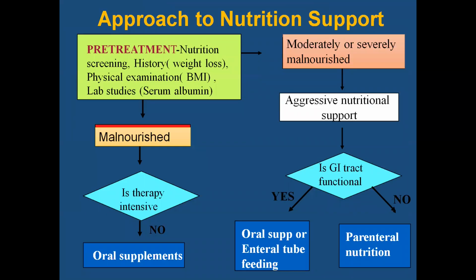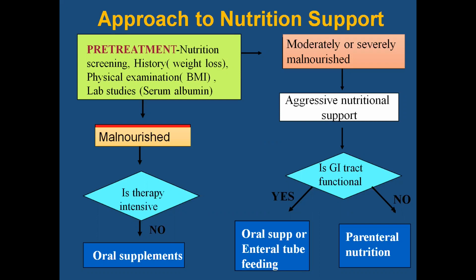Then what are the approaches to nutritional support? Pre-treatment is nutrition screening, history of weight loss, physical examination, हमें उनका BMI check करना है, and lab studies mainly for serum albumin. अगर patient malnourished है, तब आप उनको oral supplement दे सकते हैं. अगर moderate and severe malnourished है, then aggressive nutritional support.